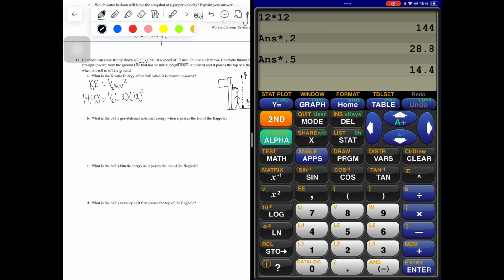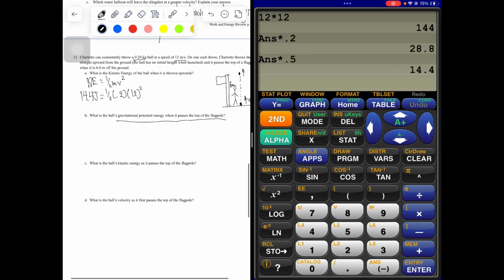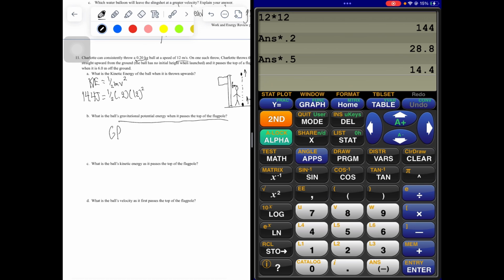What is the ball's gravitational potential energy when it passes the top of the flagpole? Just asking about gravitational potential energy when it passes the top of the flagpole. We know the top of the flagpole is 6 meters high. Gravitational potential energy is mgh. We can plug everything in. The mass is still going to be our 0.2. G is 9.8 since we're on Earth. And the height is 6 meters for the top of the flagpole.